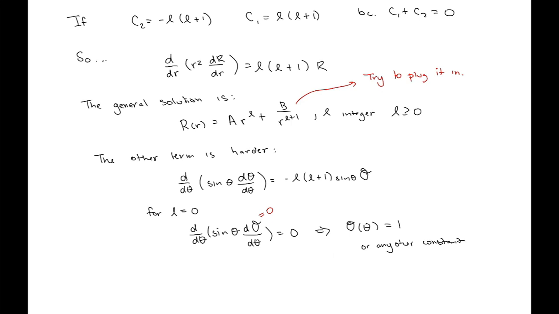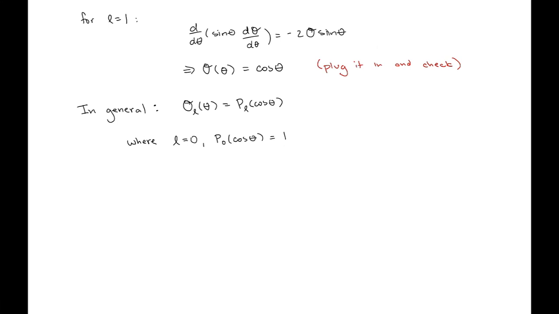That's what we found here. Okay, that was our first solution. Okay, if L is equal to 1, then we found a different solution. In that case, it was equal to cosine of theta. That's what we found up here. L was equal to 1.